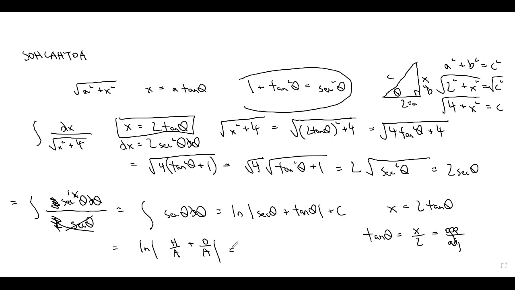Okay, now let's substitute every specific thing in. Hypotenuse is c. That's the square root of 4 plus x squared. Square root of 4 plus x squared over, and then adjacent is 2, over 2, plus, and next one, opposite over adjacent. So opposite here is x, over, and then adjacent is still just 2, plus c. So that is your final answer.